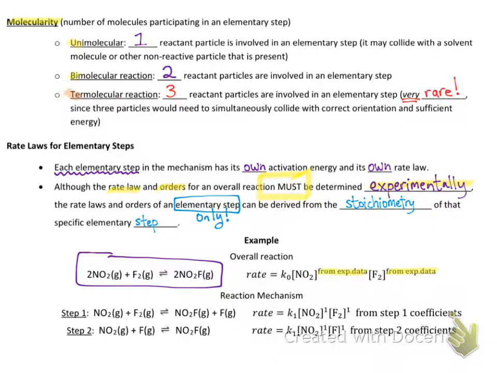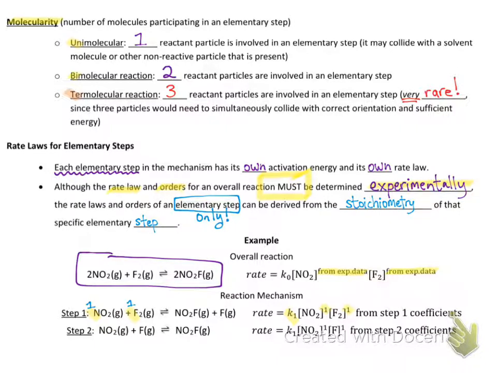However, if we're looking at the reaction mechanism step by step, now we can use the stoichiometry. In the first step, you'll notice there's one NO2 particle and one F2 particle. So if we were writing the rate law for that step, we would say it is first order with respect to NO2 and first order with respect to F2. Notice that your rate constant gets a little K1 because it's the rate constant for step 1. It's not the entire rate constant.